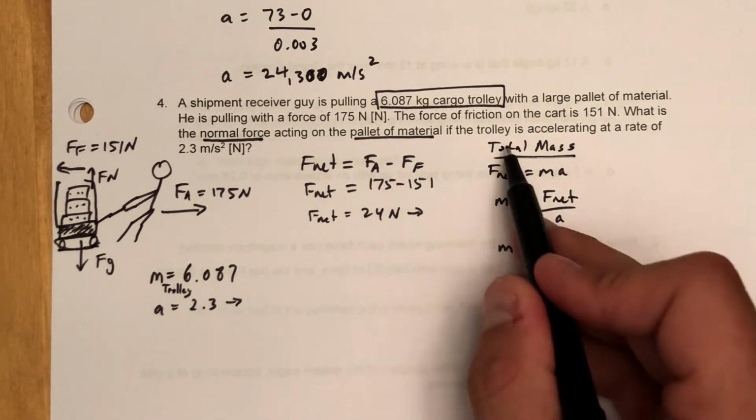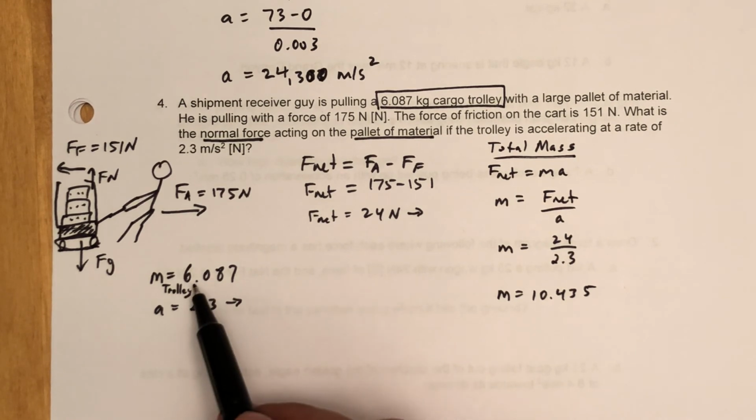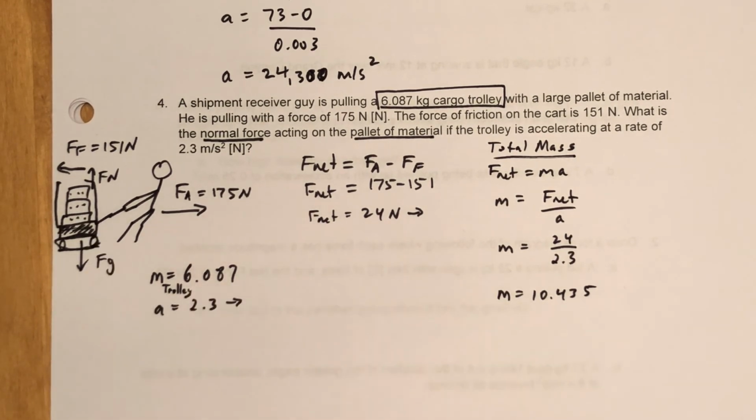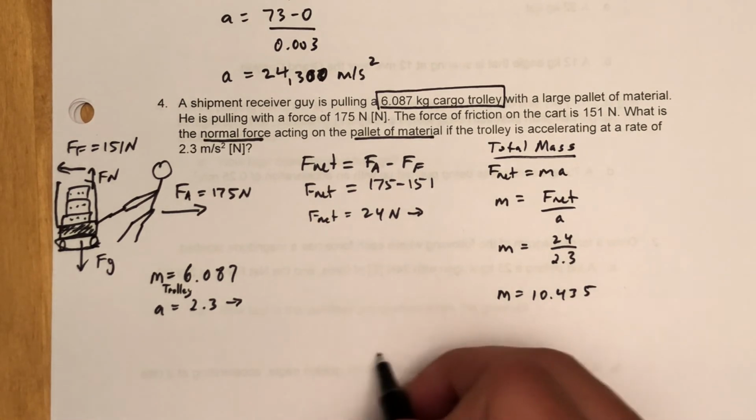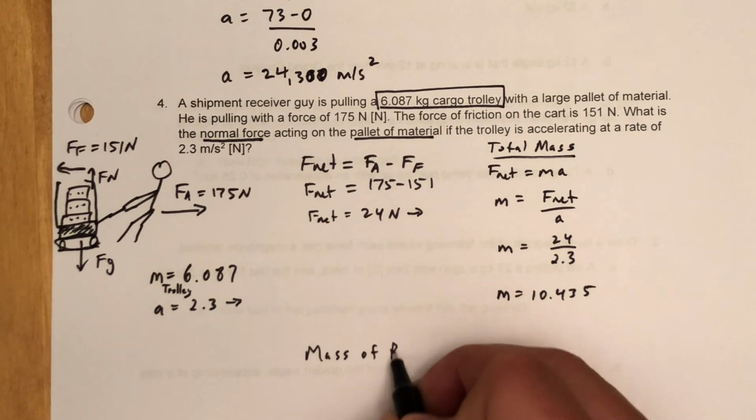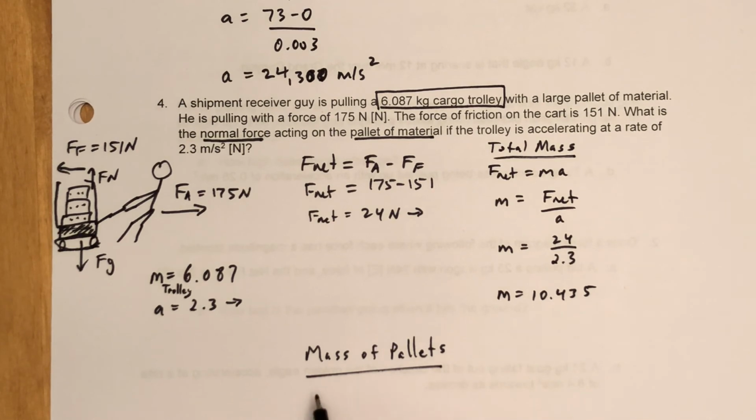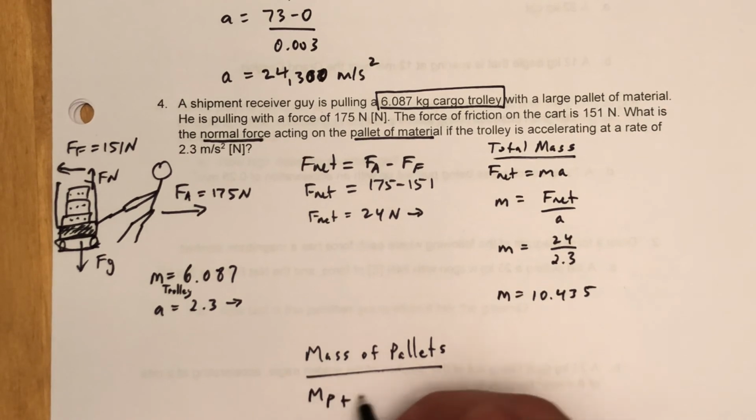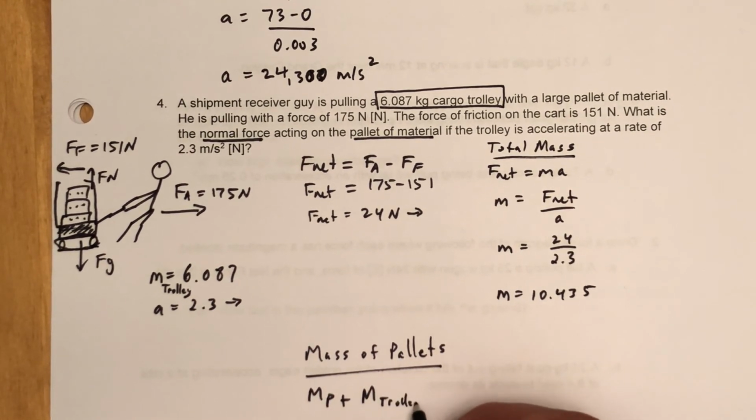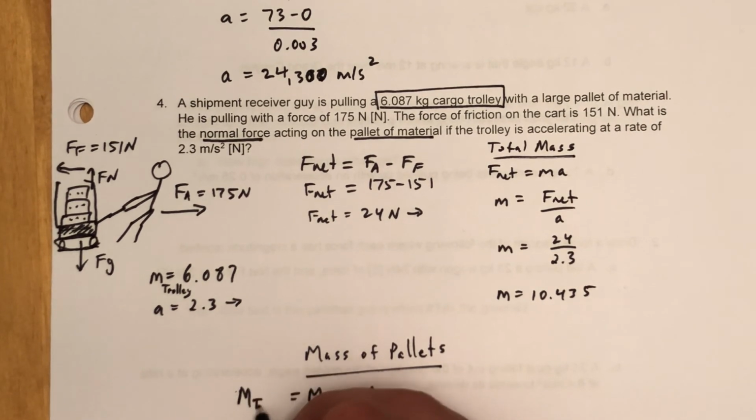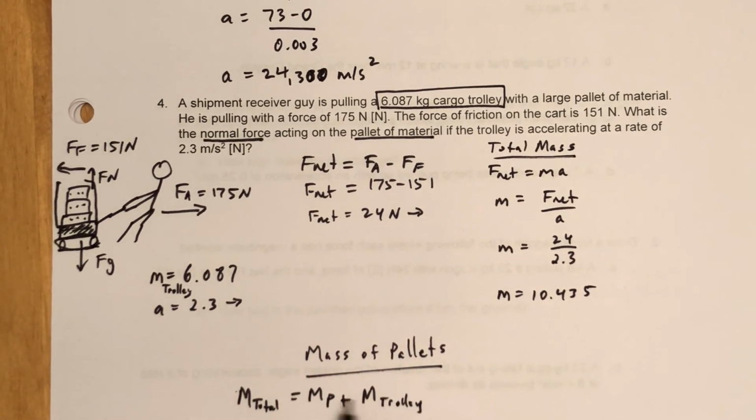We have our total mass over here, and we have the mass of the trolley right over here. So if we want to say what's the mass of the material or mass of the pallets, well, if you have the mass of the pallets plus the mass of the trolley equaling your total mass, then you can just rearrange that, because clearly if you add these two together you get your total. So what would it be just for the mass of the pallets? It's going to be your total minus the trolley, right?